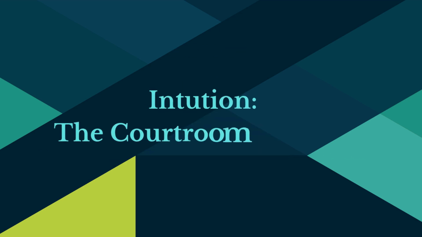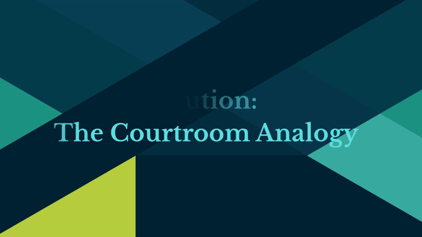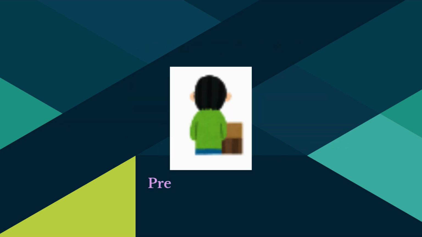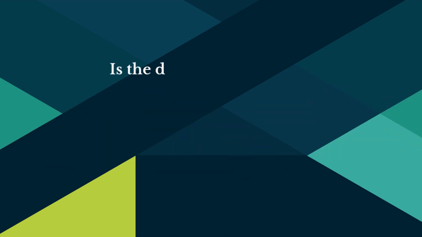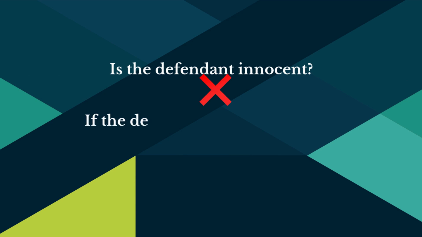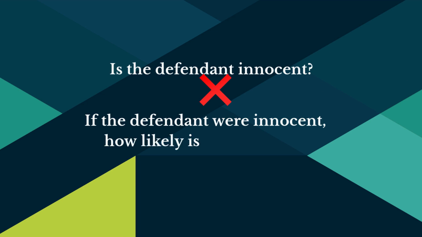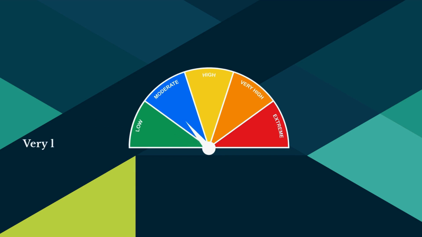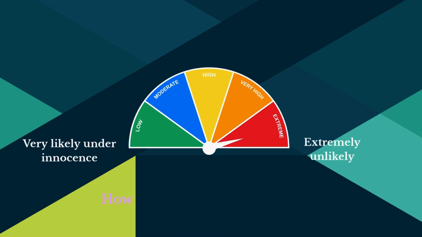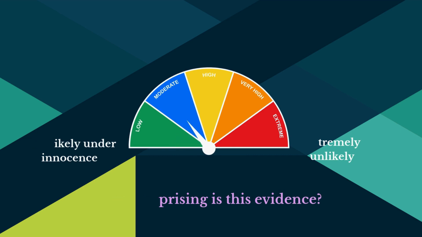To make this idea intuitive, let's use a courtroom analogy. Imagine a courtroom. The defendant is presumed innocent. That's our null hypothesis. Now, the court looks at evidence. The key question is not is the defendant innocent. Instead, the question is if the defendant were innocent, how likely is it that we would see this much evidence? If evidence would be extremely unlikely under innocence, we reject that assumption. That's exactly how p-value works. P-value measures how compatible data is with randomness.